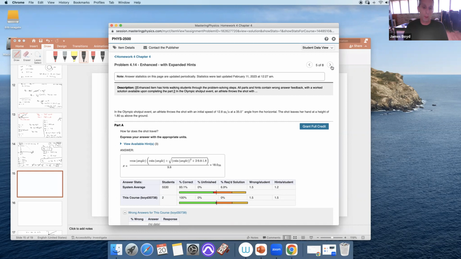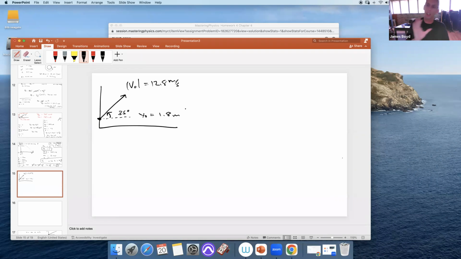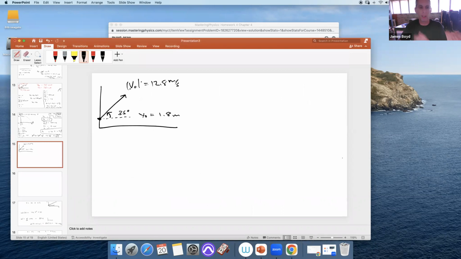Now the athlete throws 12.8 at 35 degrees. So our V naught is 12.8 meters per second. And it's at an angle of 35 degrees. But our Y initial is 1.8 meters above. So she's throwing it from her chest. If you don't know what shot put is, you take a really heavy little ball, you spin around and you push it away from you and it flies up and it lands some distance away.